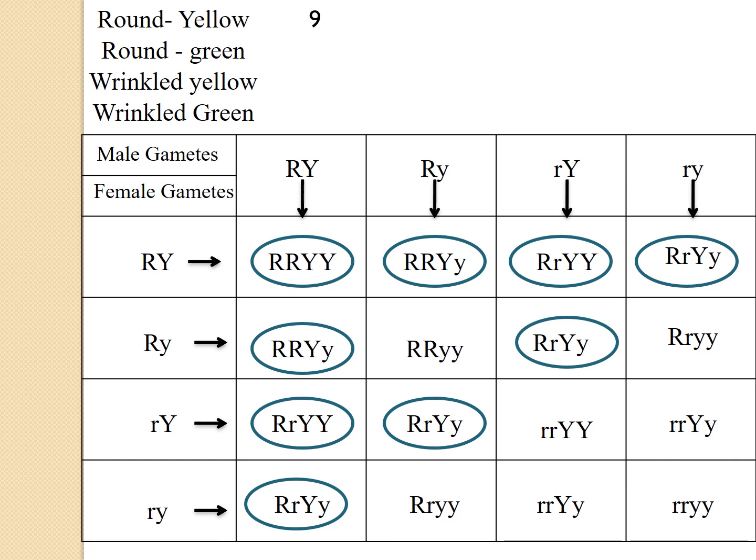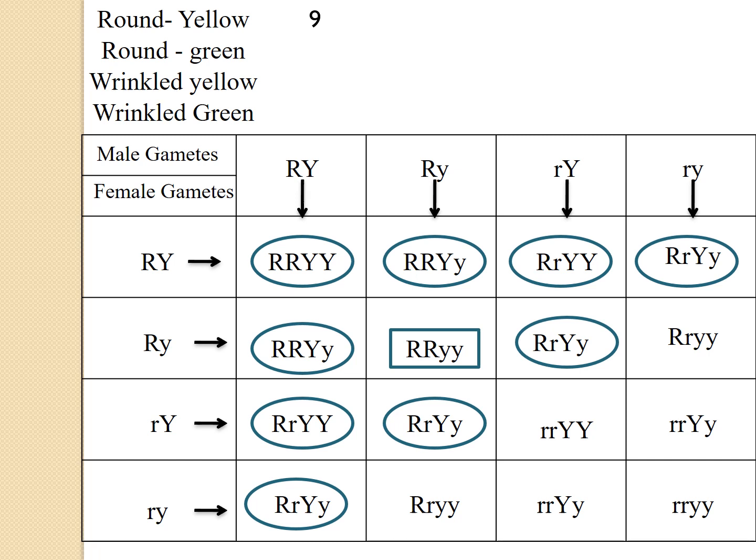Here the next physical appearance is round green. Now when will I say it is round and green? Round means the box which has a capital R, but has a small y. Small y represents green. So any box where I have a capital R but small y will be round green. Let's look at that. This is the first box where I have capital R, meaning it's going to be round, but it has small y, meaning it's going to be green.